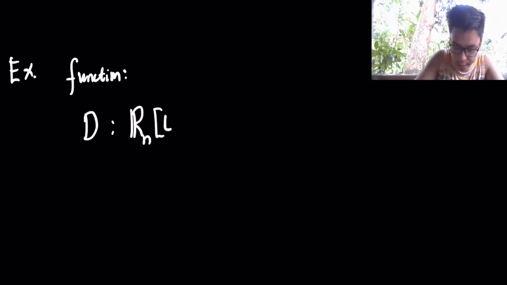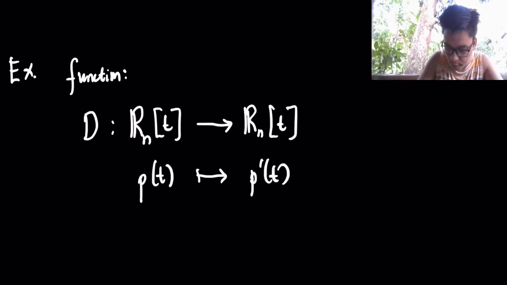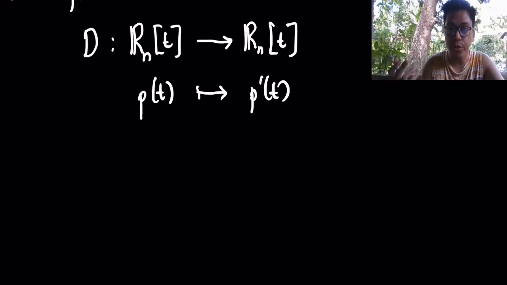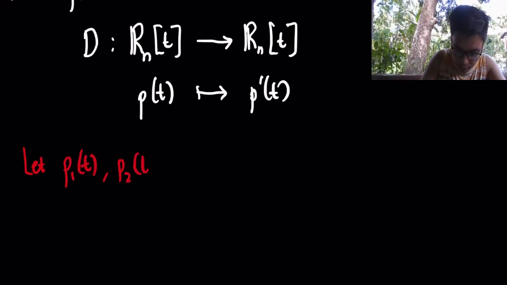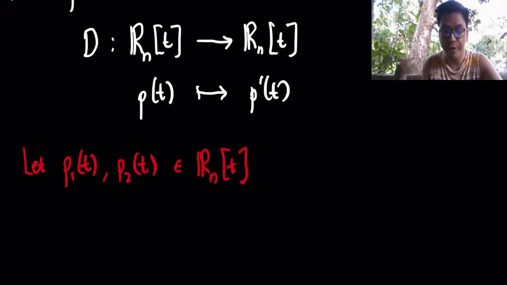Okay, so let's consider another example here. The function, in this case that's D, maps from R sub n of t to the same R sub n of t, and it's defined as the polynomial p of t sending to its derivative. So this mapping actually says that if you have a polynomial, the output of the function is actually its derivative. So we will show whether this mapping is actually a linear transformation or not. Okay, so to show this, let us consider two polynomials here, p1 of t and p2 of t. So they're actually elements of R sub n square bracket t.